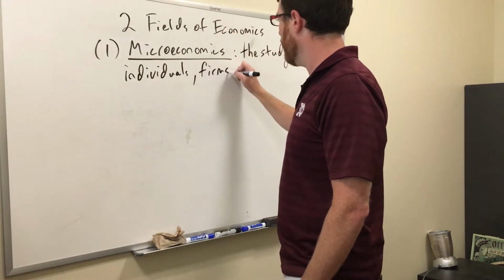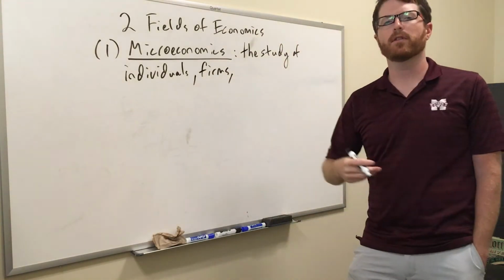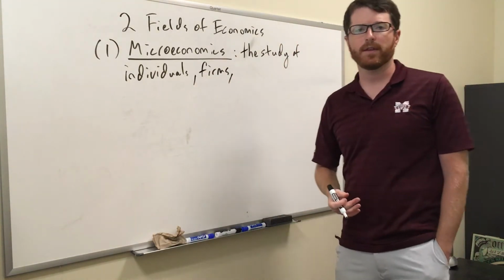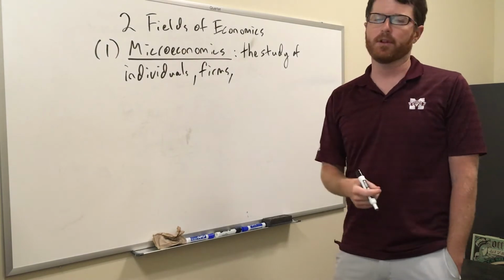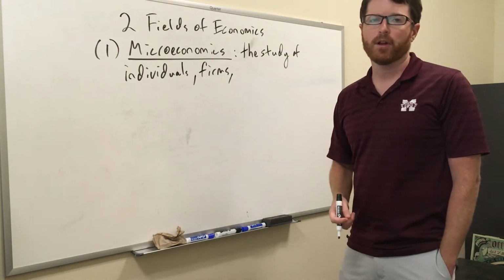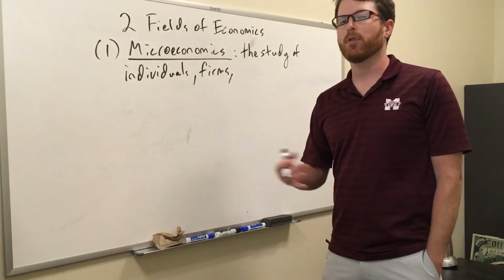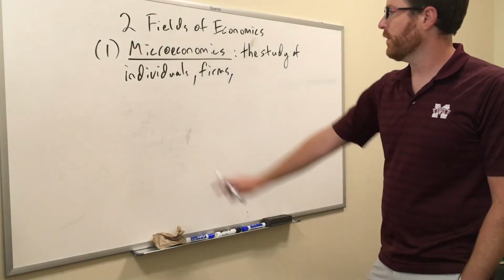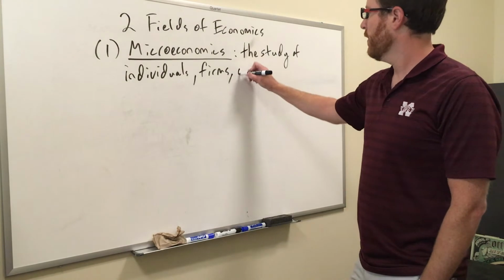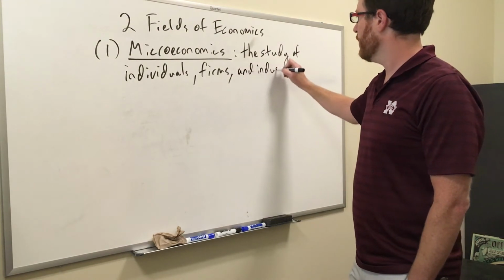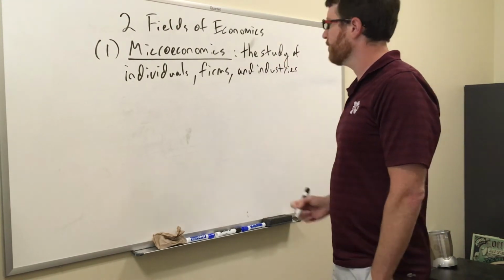individuals, firms being businesses, organizations, things like that. So a firm could be Taco Bell, for example, or it could be the Humane Society, right? So it doesn't have to necessarily be a profit-seeking organization. The study of individuals, firms, and industries is a good way to think about it.